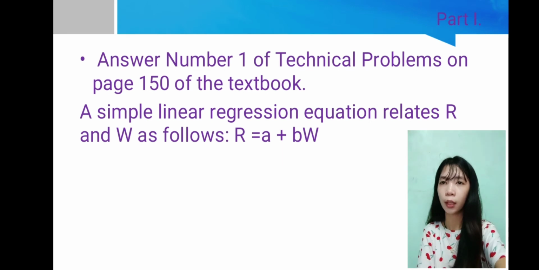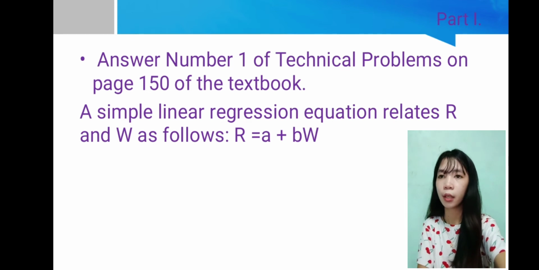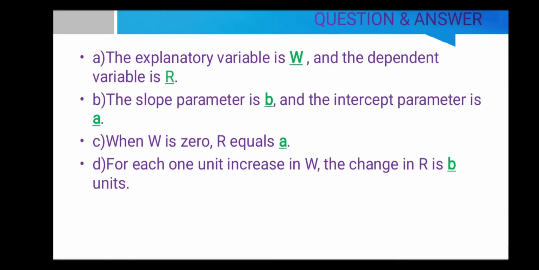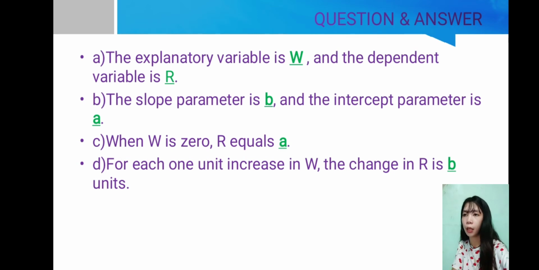Answer number 1 of technical problem on page 150 of the textbook. A simple linear regression equation relates R and W as follows: R equals A plus BW. The question and the answer. Letter A, the explanatory variable is W and the dependent variable is R. Letter B, the slope parameter is B and the intercept parameter is A. Letter C, when W is 0, R equals A. Letter D, for each 1 unit increase in W, the change in R is B units.